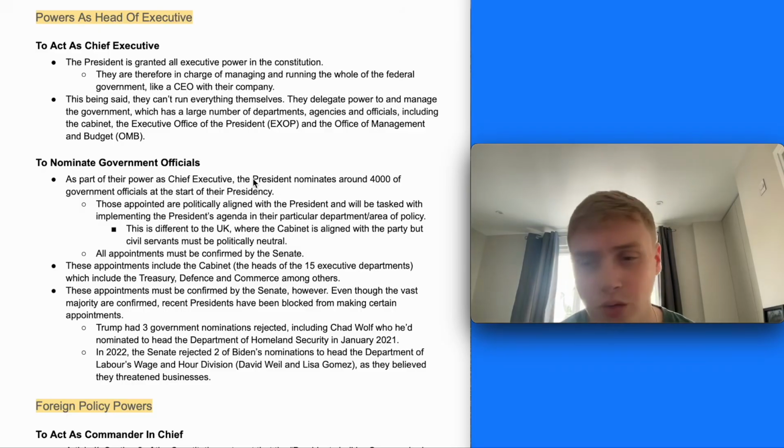The vast majority of appointments are confirmed by the Senate, but recent presidents have been blocked from making certain appointments. So Trump had 3 nominations rejected, including Chad Wolf, who he nominated to the Department of Homeland Security, a pretty important role. And in 2022, Biden had 2 slightly less important nominations rejected.